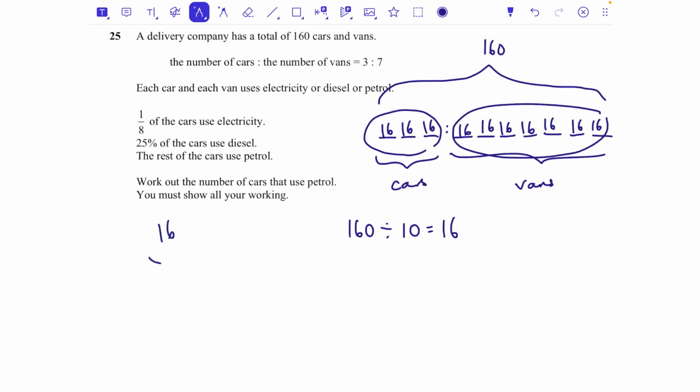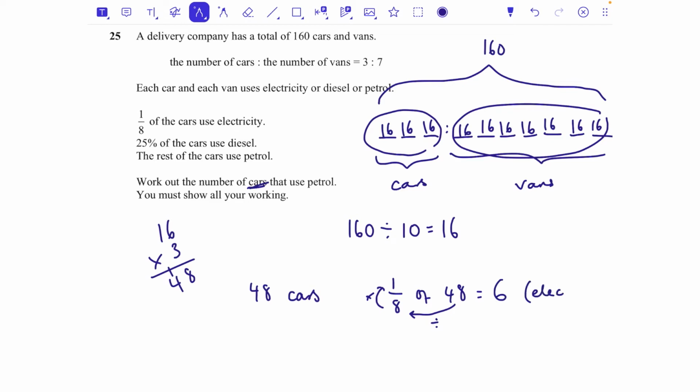So cars, 16 times 3. 3 times 6 is 18, and 3 times 1 is 3, add that 1 is 4. So there are 48 cars. And we could do 7 times 16 to get the number of vans, but I'm interested in cars here, so that's what I'm going to go with. 48 cars. Now an eighth of the cars use electricity. So an eighth of 48, to find a fraction of a number, we divide by the bottom and then multiply that by the top. So 48 divided by 8 is 6, times that by 1 is just 6. So an eighth of 48 is 6. So 6 use electricity.